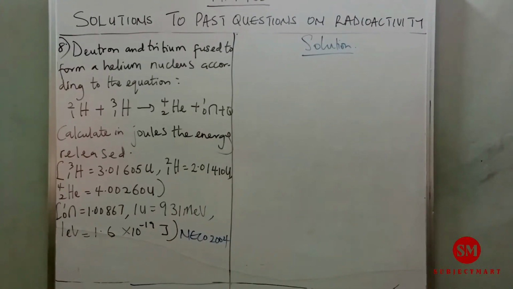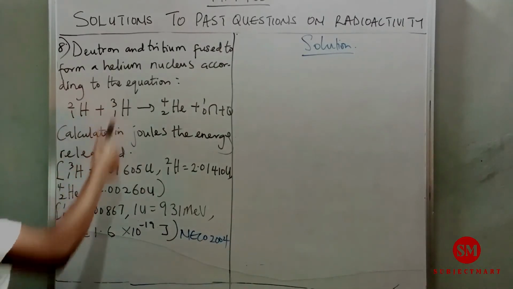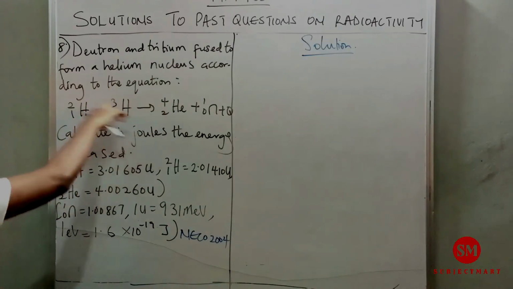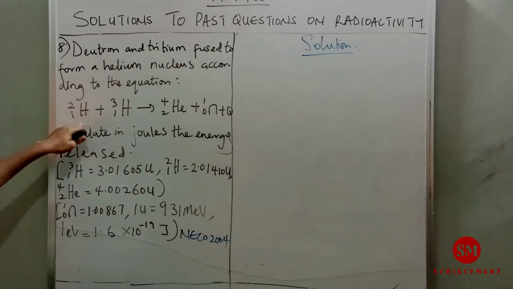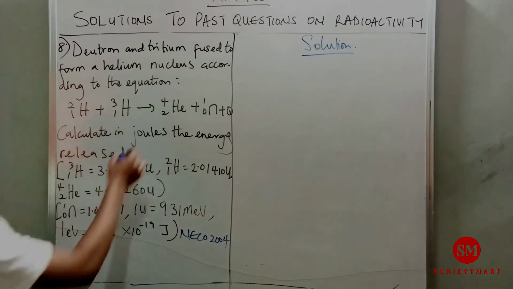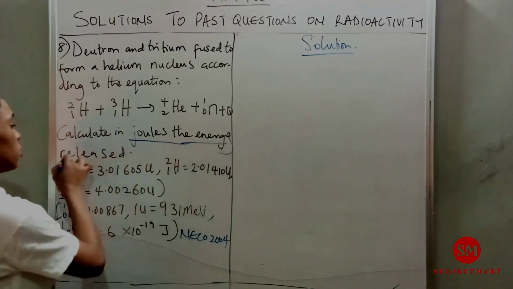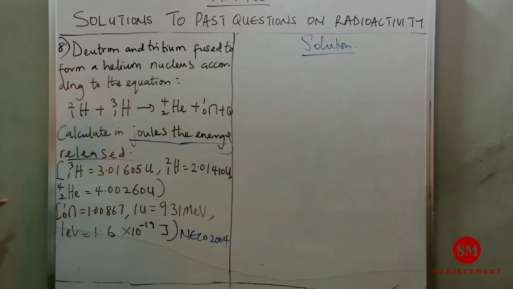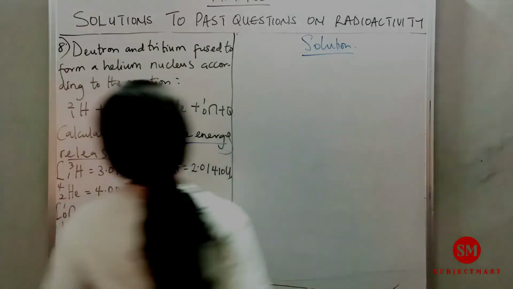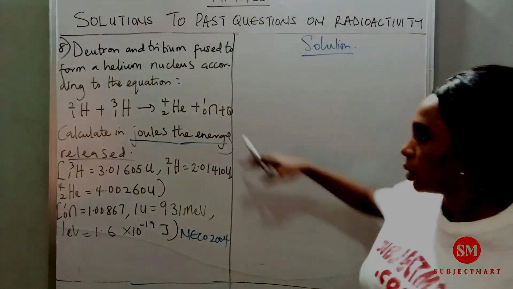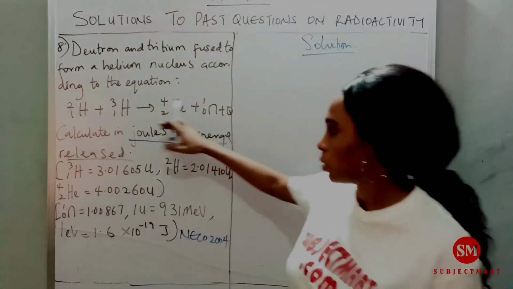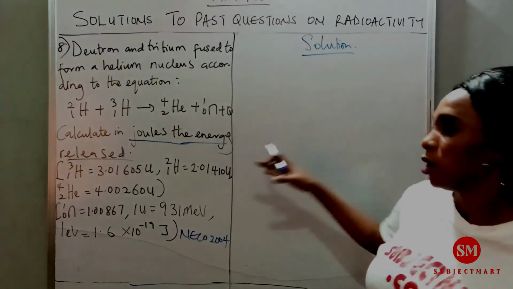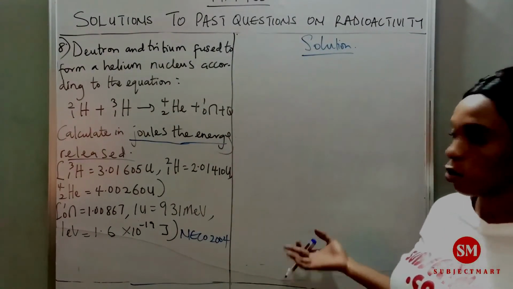Another example we have here says deuteron and tritium fused to form a helium nucleus according to this equation. Calculate in joules, take note, the energy released. So we are asked to calculate the energy released in joules. So what do we need to do? We need to calculate the mass of this side, which is the reactant, then the mass of this other side, which is the product. Then we find the difference in the masses. So that's all we need to do.